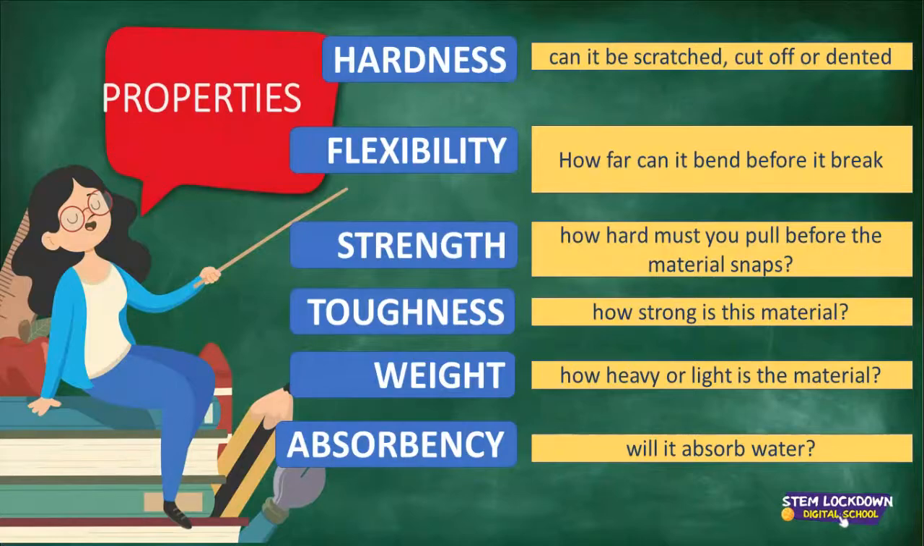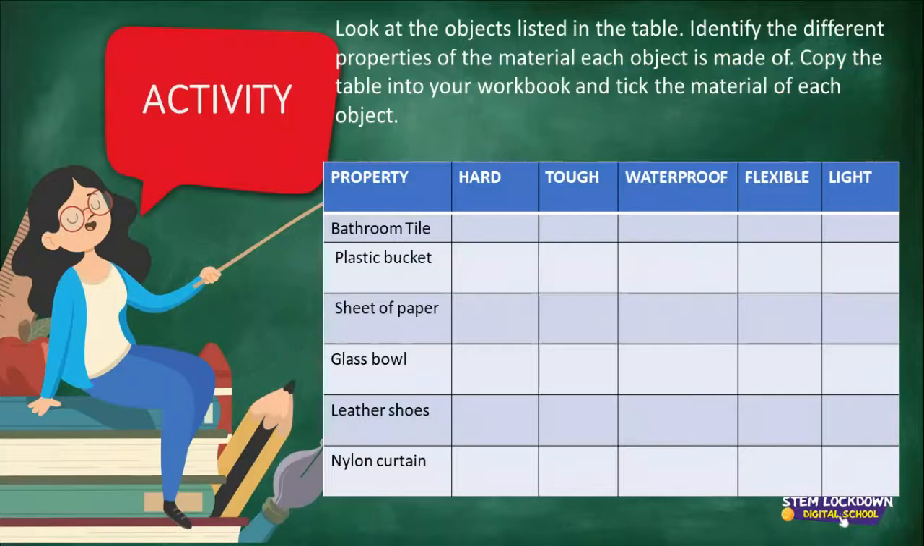I have an activity for you which is very short. In this activity, you look at the listed objects and identify different properties of the material each object is made of. You copy this table onto your workbook and tick the material of each object. Now you see we have different objects on the property column. Here on this column, we have different objects. Now here are the properties.